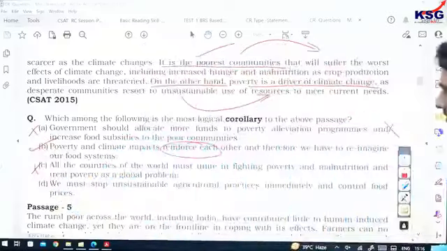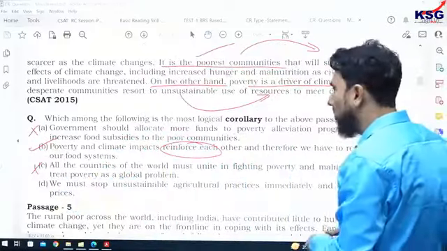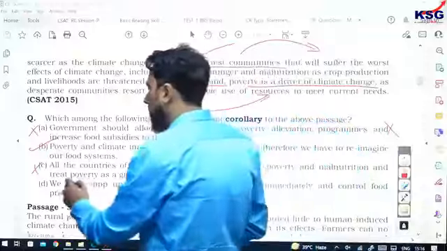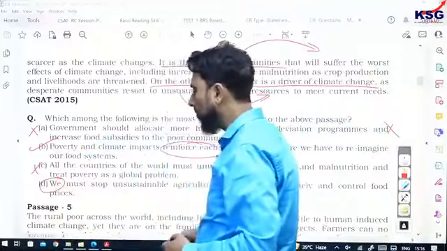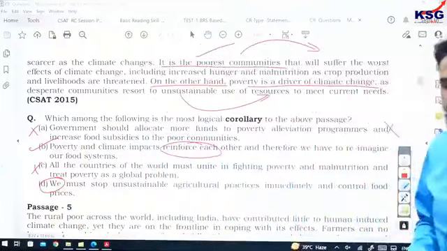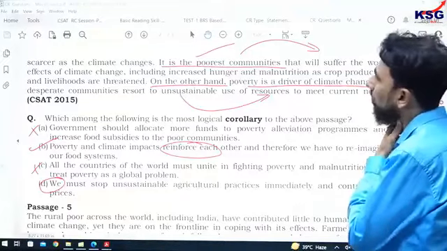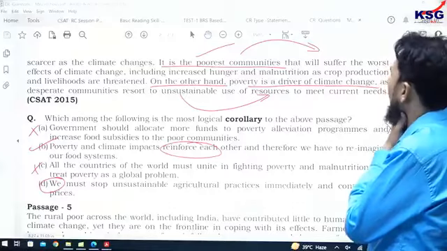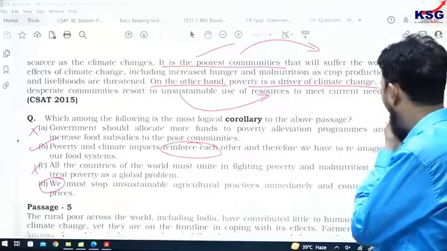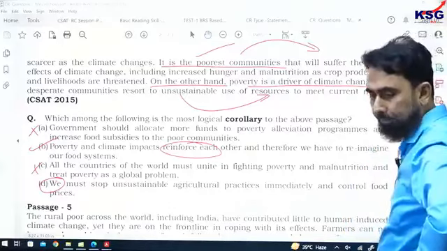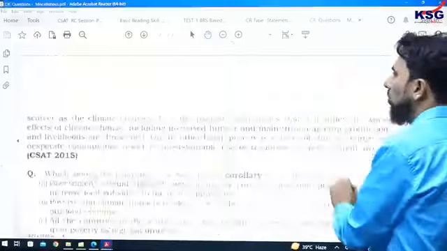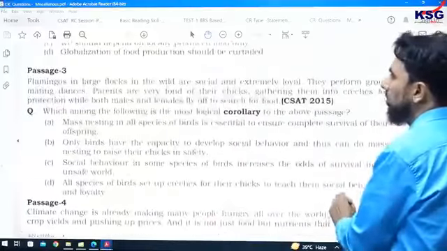D, we must stop unsustainable agricultural practices immediately and control food prices. It only talks about we, right? And the paragraph talks about the poor farmers, the poor, and what they are doing. So option B. If you pay attention to what the author is saying, you will not miss it. Now passage number 3.